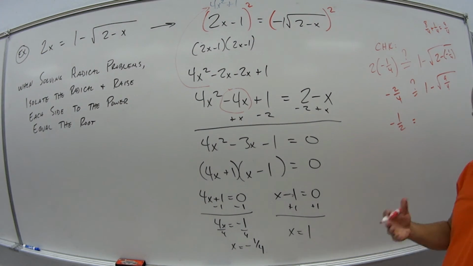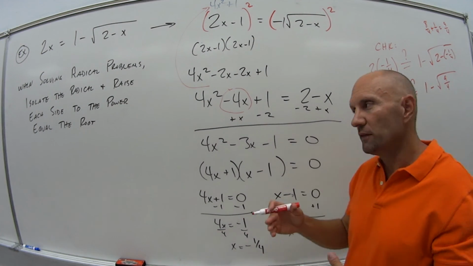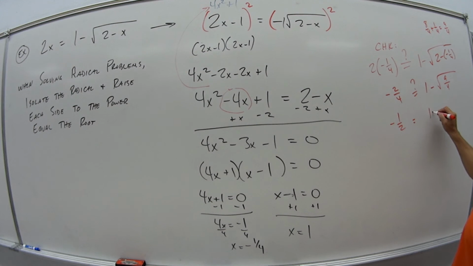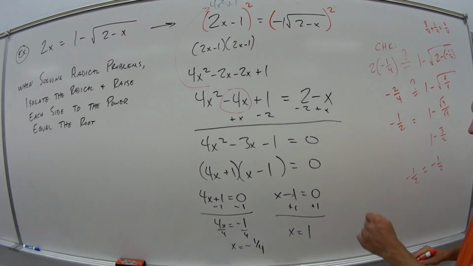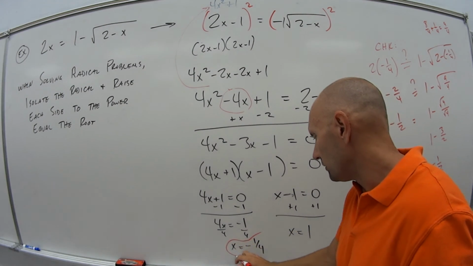Square root of 9/4 with our radical rule is what? We can split the top and bottom. So this is like 1 minus the square root of 9 over square root of 4, which is 1 minus 3/2. So square root of 9 is 3, square root of 4 is 2. 1 minus 3/2 is -1/2. So yes, they're equal, so I know that this answer is good.